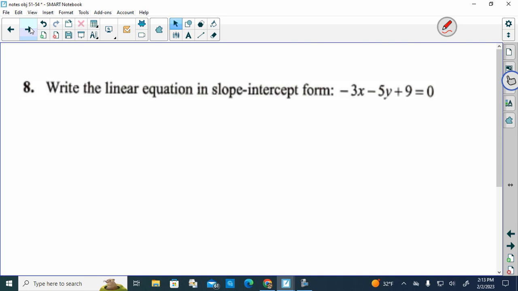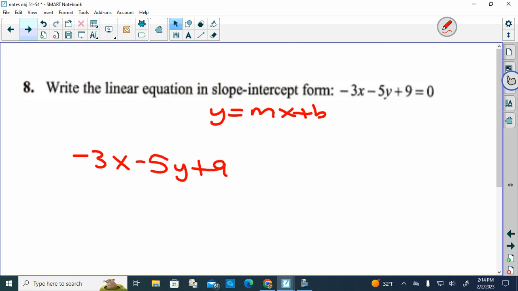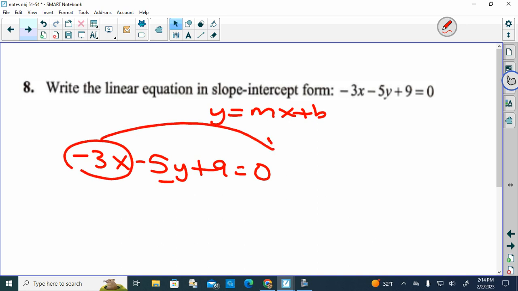Okay, so write the linear equation in slope-intercept form. Remember slope-intercept, so that means it has slope in it. We want it like this. We've got negative 3x minus 5y plus 9 equals 0. So we want to get the y by itself. We need to move this guy to the other side and this guy to the other side.